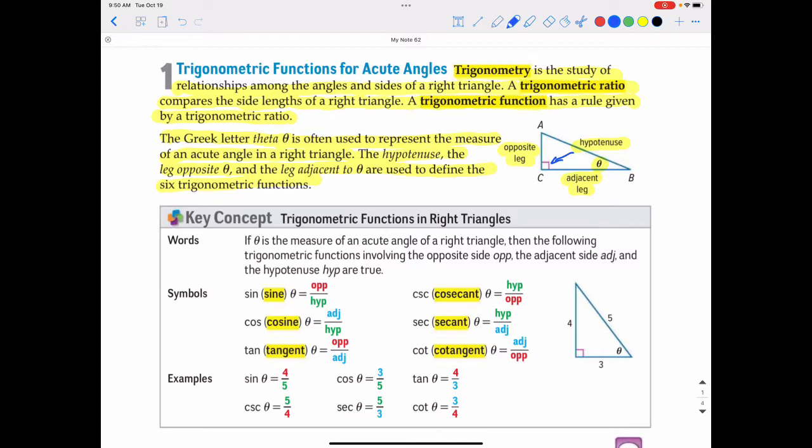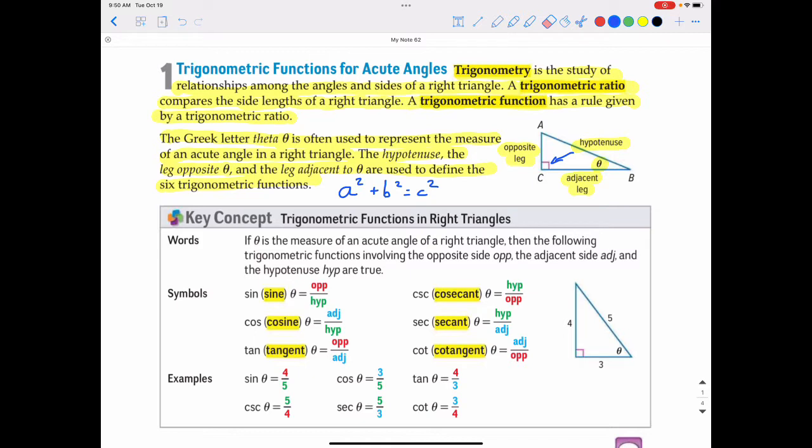And the whole basis of trigonometry is around the Pythagorean Theorem. And recall that the Pythagorean Theorem is a squared plus b squared equals c squared, where a and b are the lengths of legs and c is the hypotenuse.